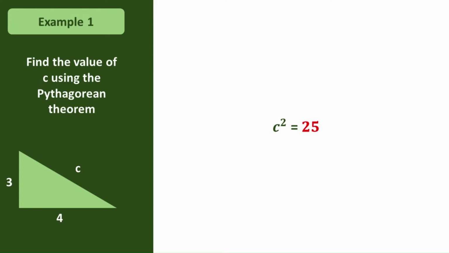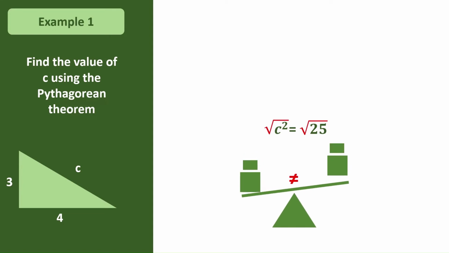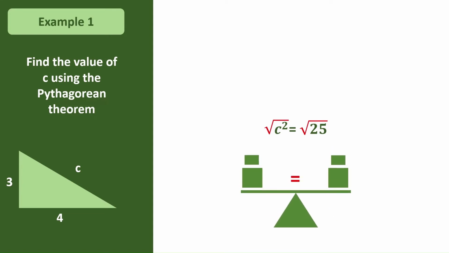To get rid of the power to find the value of just C, we have to take the square root of both sides. Why both sides? Because it's an equation, which means it's balanced. The 2 sides are equal. Applying change to one side will make them no longer equal. So any change you make on one side must be made on the other.